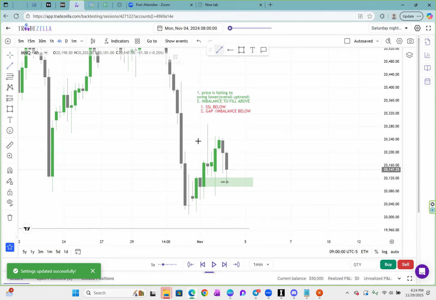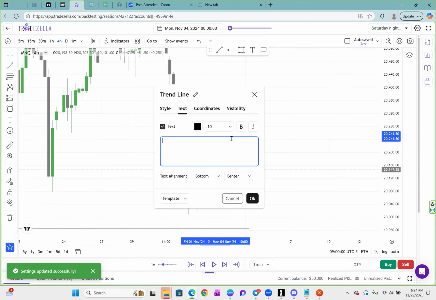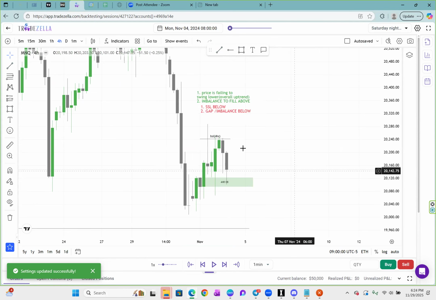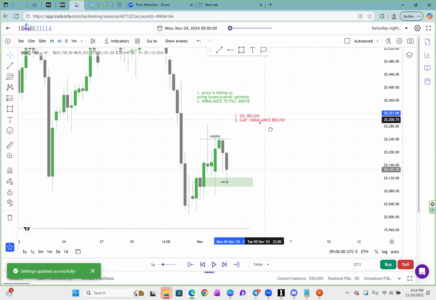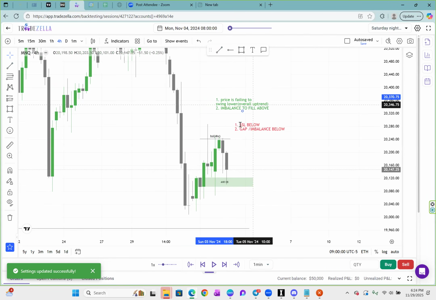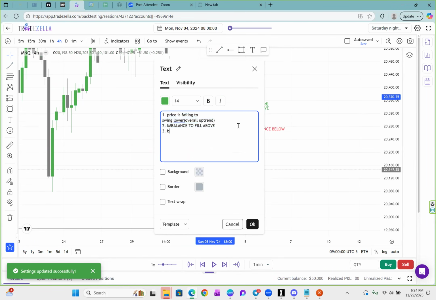I also see that buyers are struggling to break this area here. So we have buy stop liquidity above price as well, which lets us know liquidity resides above and price may be drawn into the area above price. So I'm going to add BSL above.